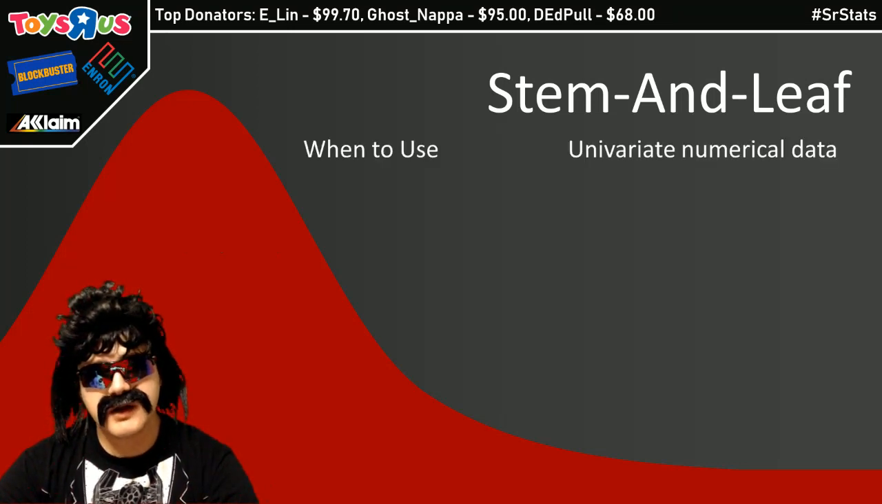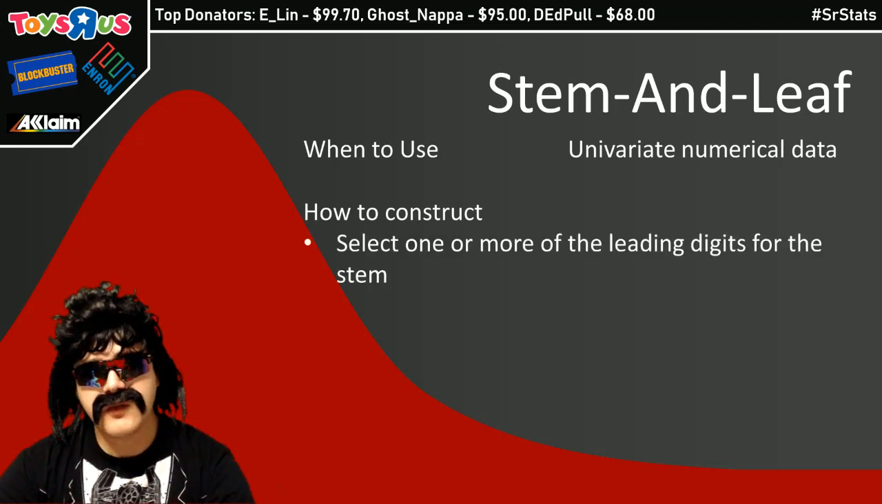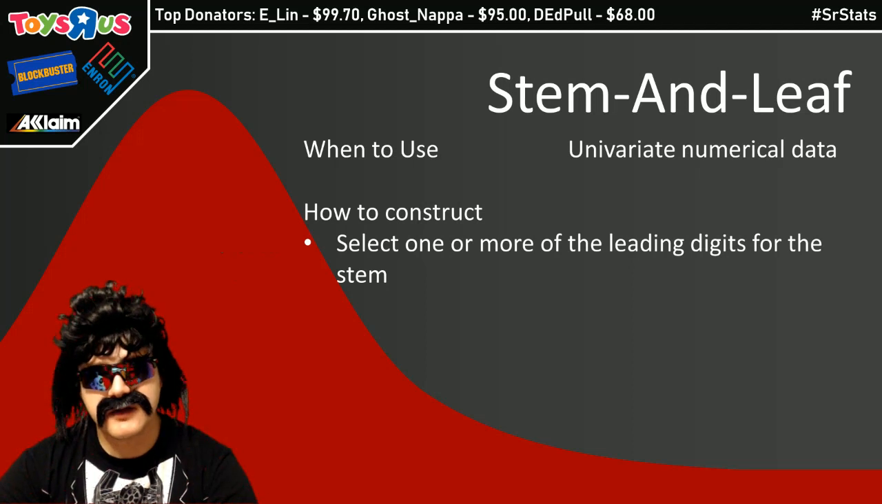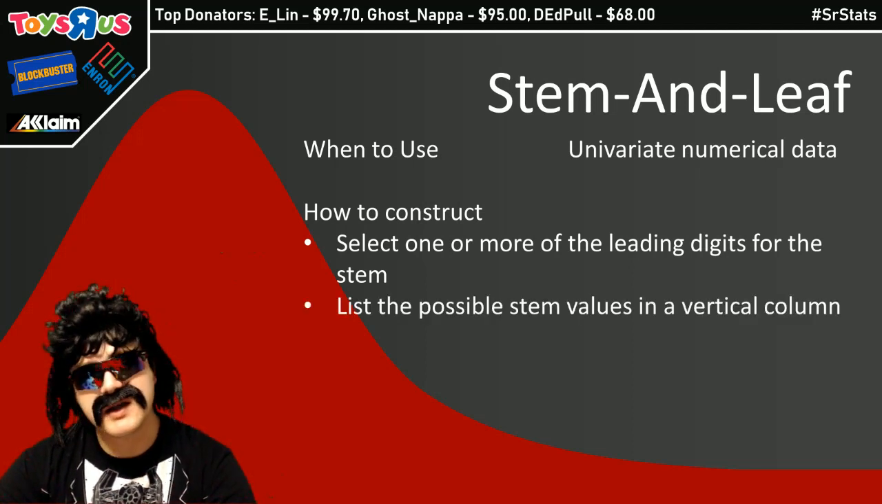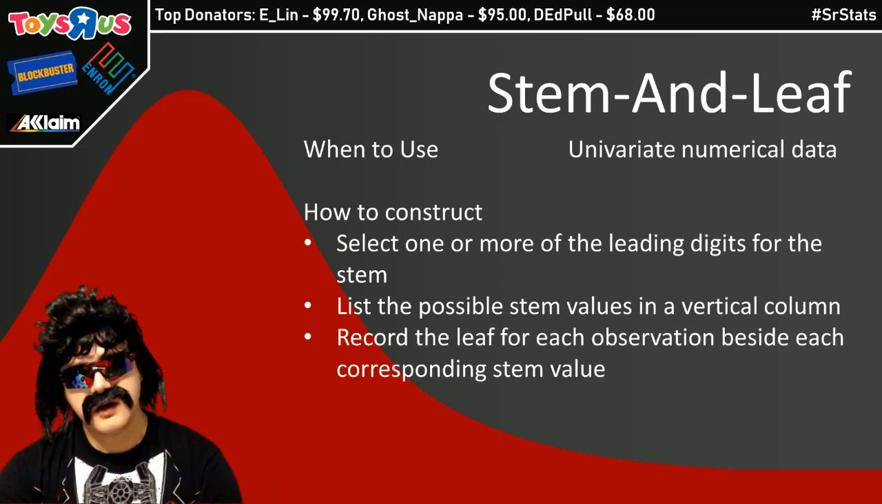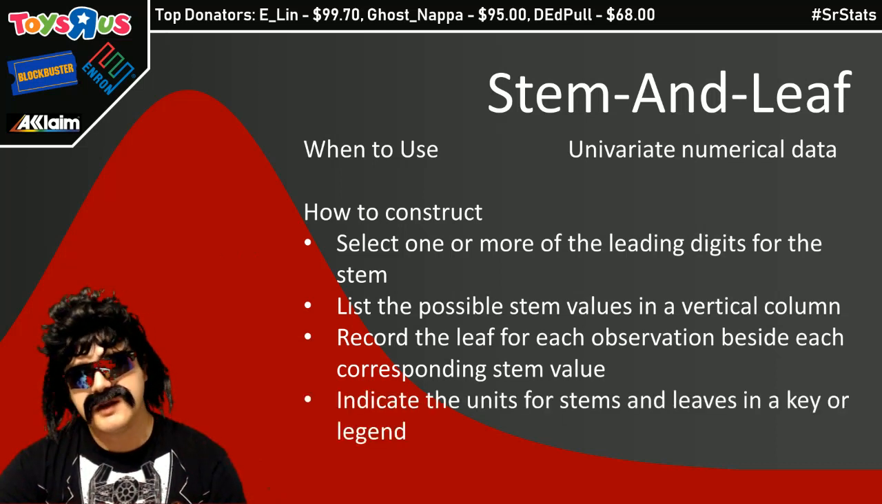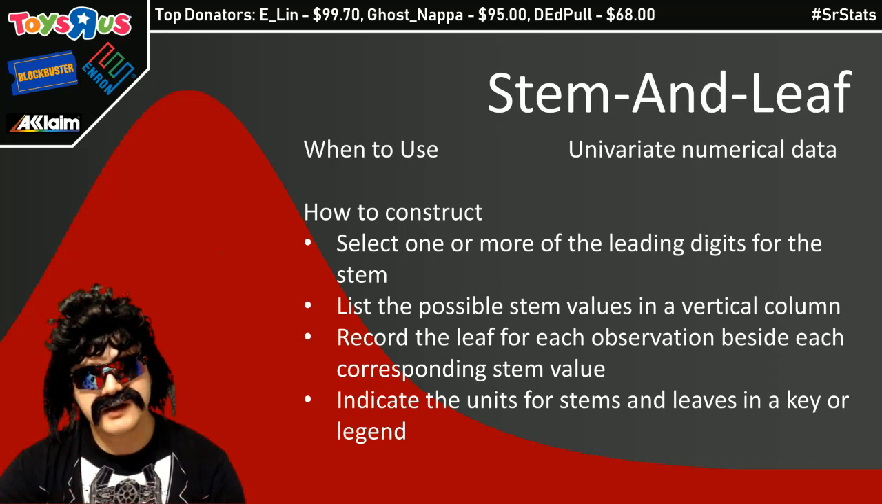Alright, so we can use this for univariate numerical data. How we construct it: we select one or more of the leading digits for the stem, list all possible stem values in a vertical column, record the leaf for each observation beside each corresponding stem value, and indicate the units for stem and leaves in a key or legend.